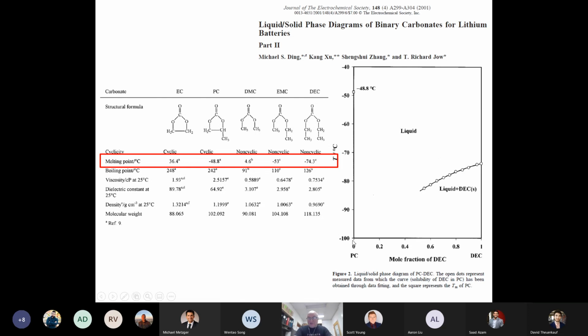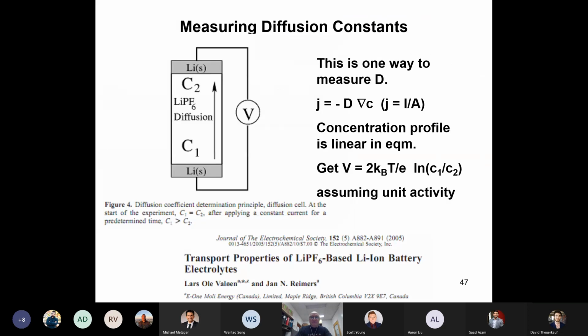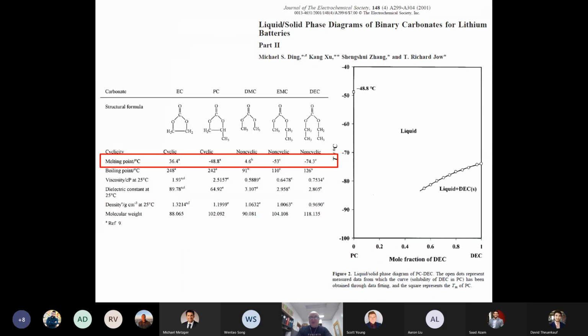And here's the phase diagram for PC DEC. It's liquid all the way down to -80, unless you're way over at the DEC side, so it's pretty crazy, right? You can make a really low temperature electrolyte if you want to. So any questions about this? All right, so that's the end of the melting point section.